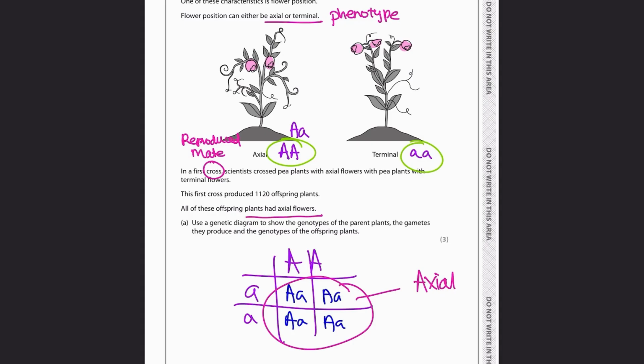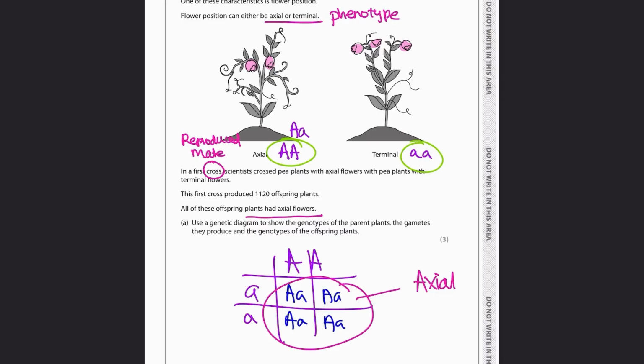Okay, so that is that. And of course, you will write out the genotype of the parents, which is this one and this one. And then you will write out the gametes of the parents, which is big A and small a. That's the options that are possible. And then the actual table, all of the genotypes of the offspring.